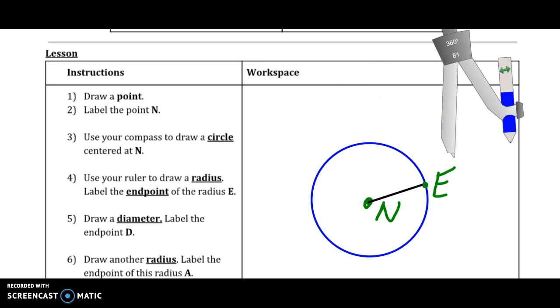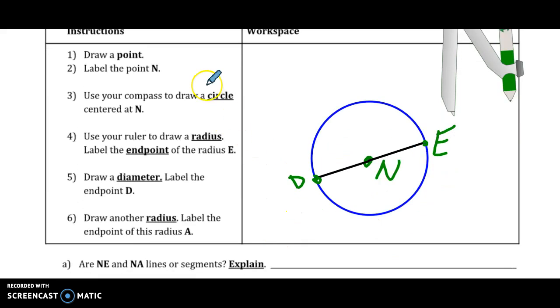And they said to draw a diameter, so I'm going to extend the line to the other end. Remember, a diameter goes from one end of the circle through the center to the other end of the circle. And they want us to label that endpoint D. It says to draw another radius and label the endpoint of that radius A. So again, the radius goes from the center to the edge of the circle. And we'll label that endpoint A.